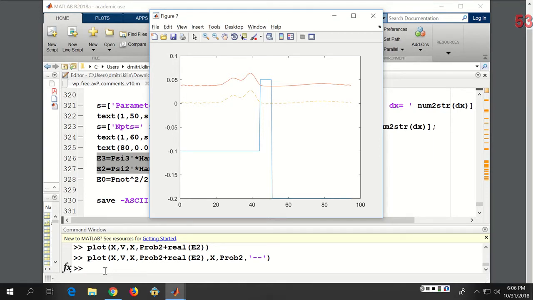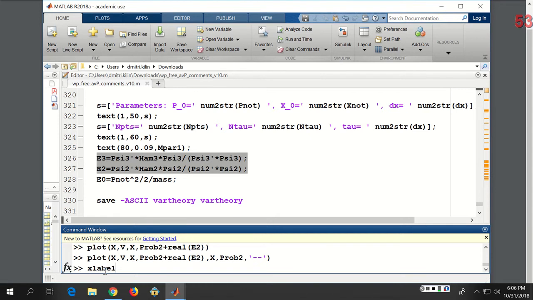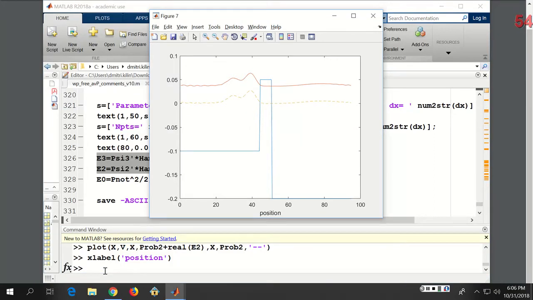So is the V like this one? This is X. Let me be specific and just type it. X label, position. Okay, but is it like the blue graph? It's V of X. Okay. V of X. Okay. I was thinking of it backwards. And y-axis will be probability distribution and energy.